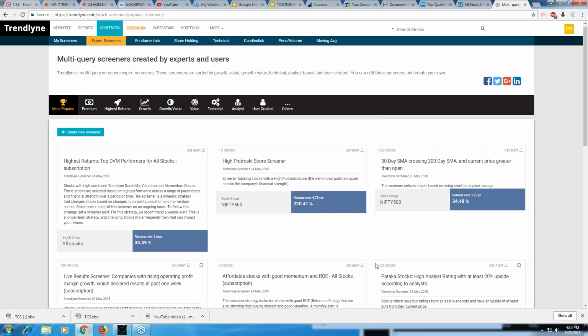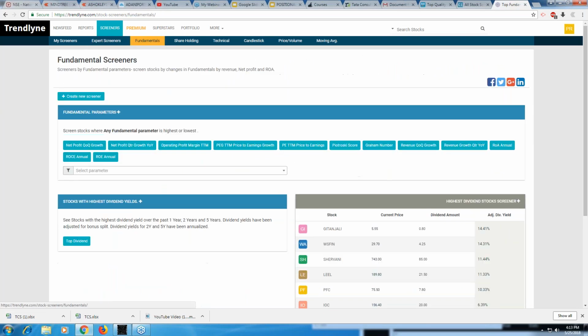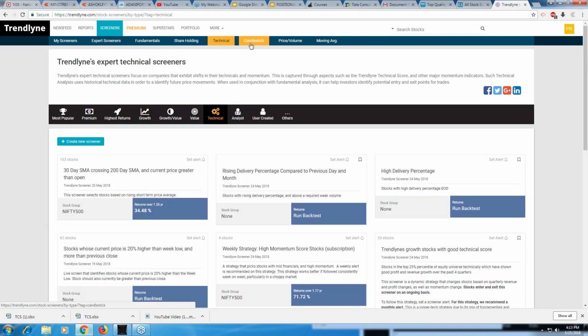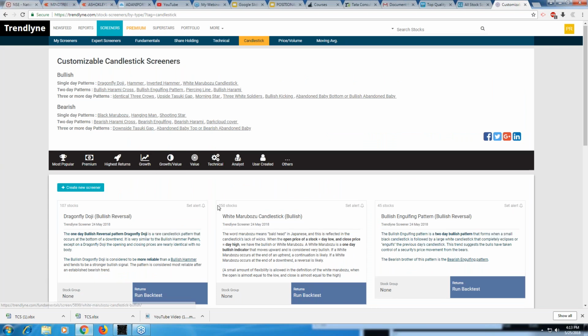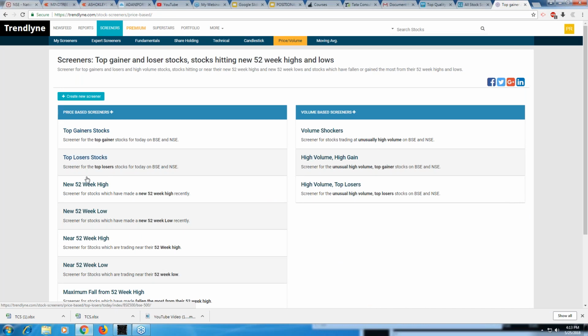I don't use any one of them, but you can use it for fundamentals of a company. You can use it for the shareholding pattern. You can use it for technicals. You can check the candlestick patterns, like dragonfly doji, hammer, inverted hammer, white marubozu, all of them. These are all free scanners, just run through them. Priced by volumes, like the top gainers, the top losers, 52-week high, 52-week low, high volume, high gain, all that you get over here, right?